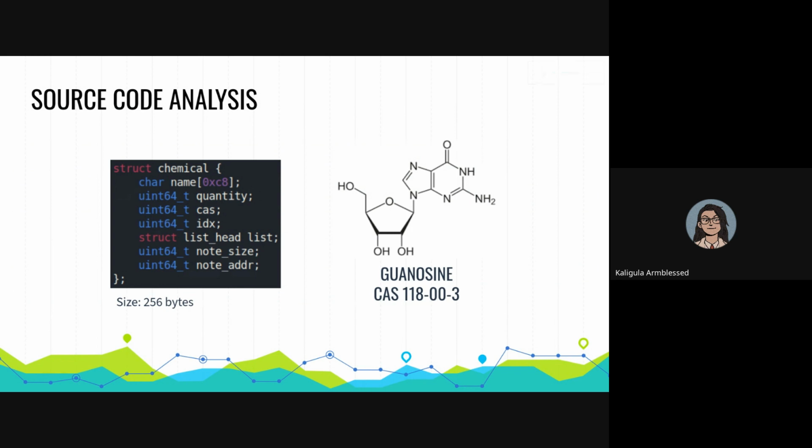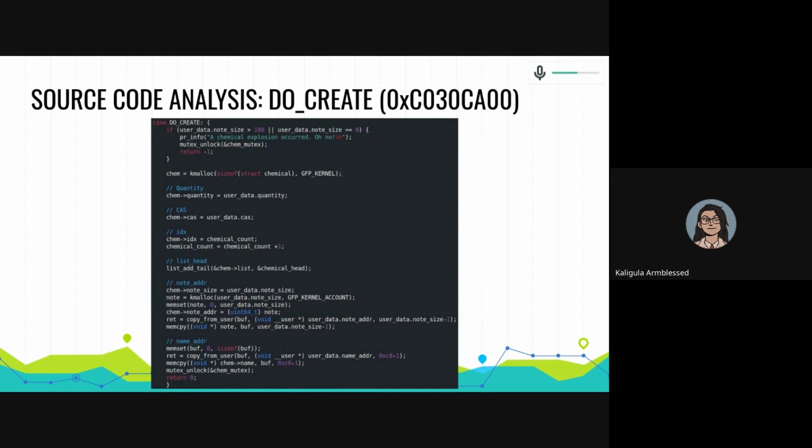So all the operations from this module operate on a chemical structure. And the chemical structure in this case in the module is 256 bytes. Just a fun fact about chemicals: in the structure, you see that there is a CAS number, and this is a real thing. A CAS number is a unique number assigned to any chemical, like an identifier. For example, guanosine's CAS number is 118003. Yes, just something fun. So let's go into the details of the different operations that you can do.